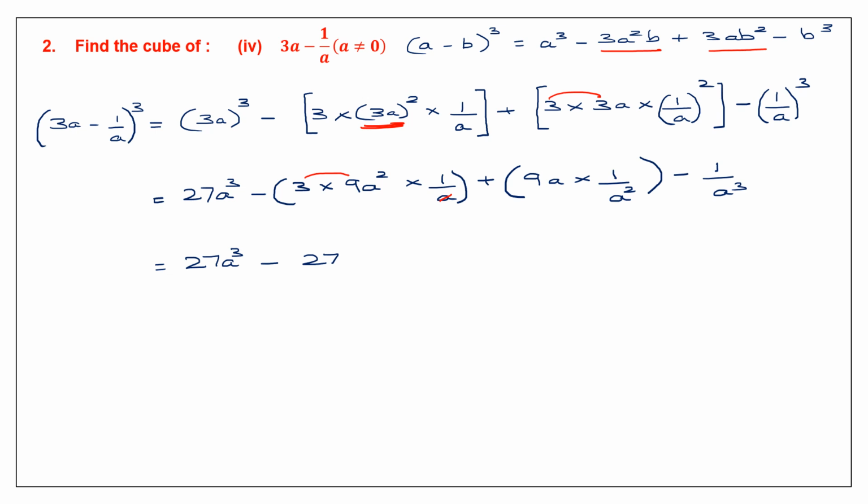So 27a plus, now here also let's see what we get. 9 into 1, here we multiply this. 9 into 1 is 9. And in the denominator, so here we have a in the numerator and a square here. So 2 minus 1 is 1. So 1a is left in the denominator minus 1 by a cube. So this will be our final answer, that is 27a cube minus 27a plus 9 by a minus 1 by a cube. So we will stop with this for now.